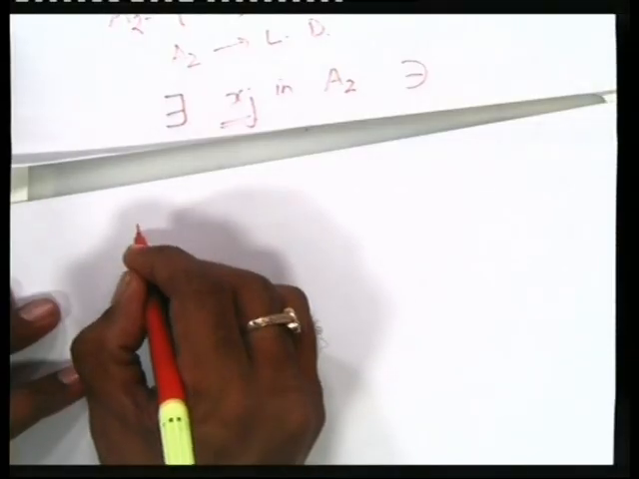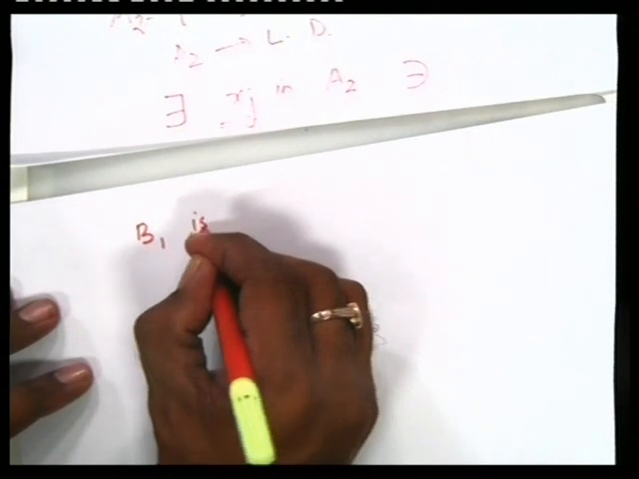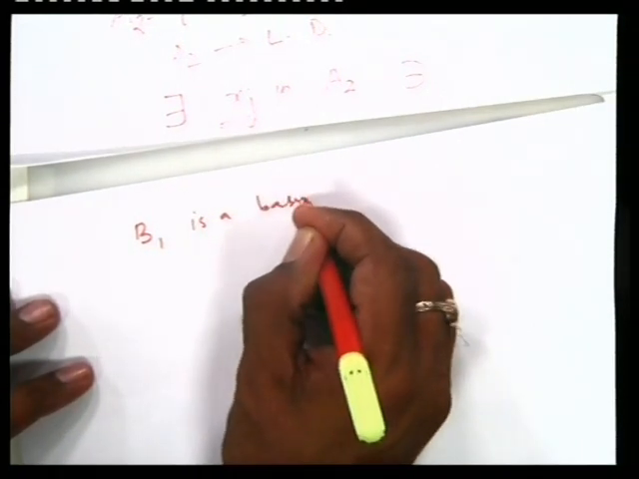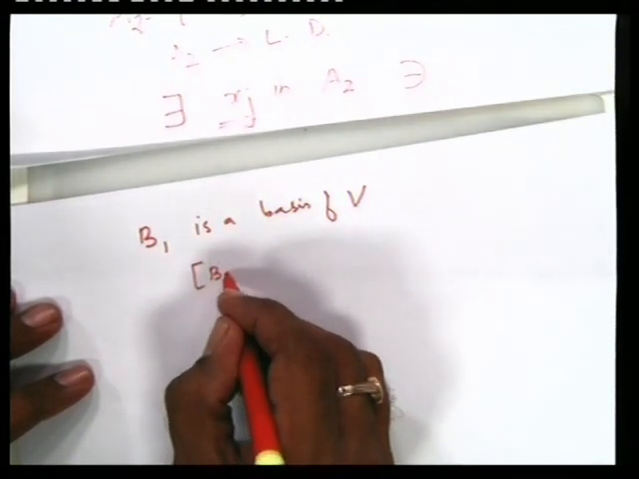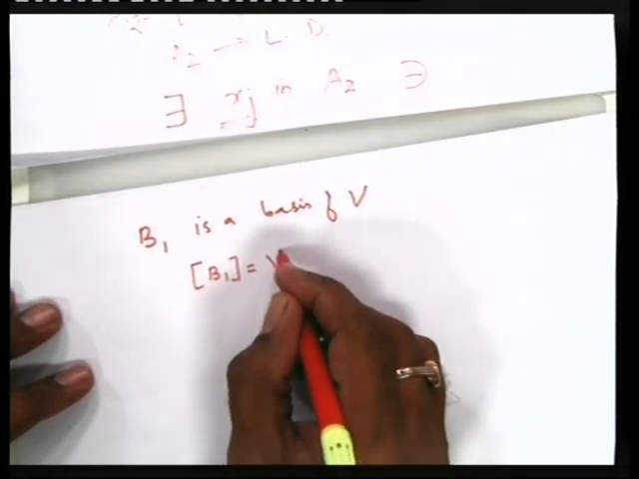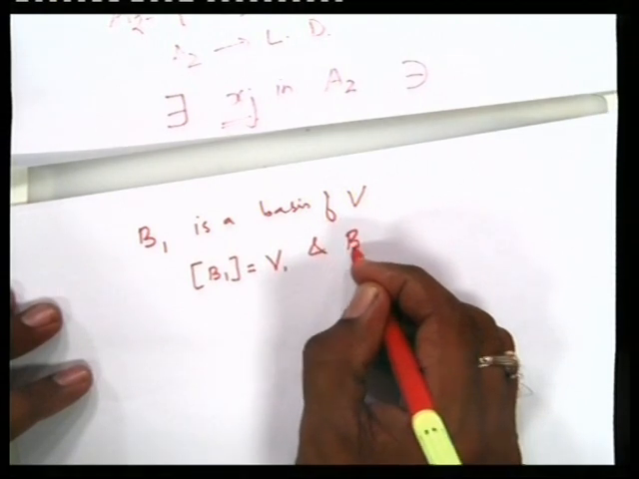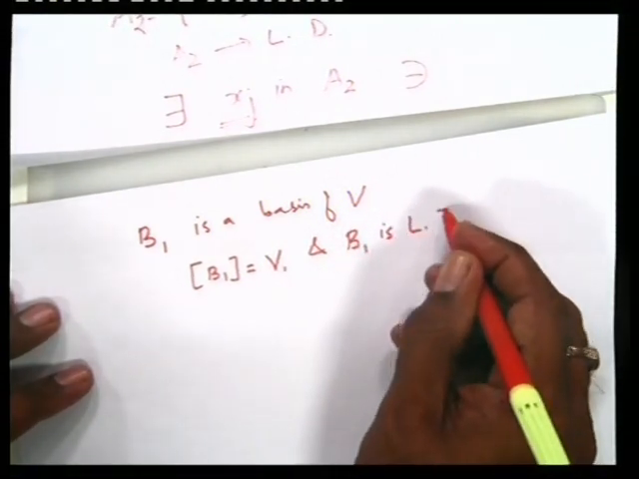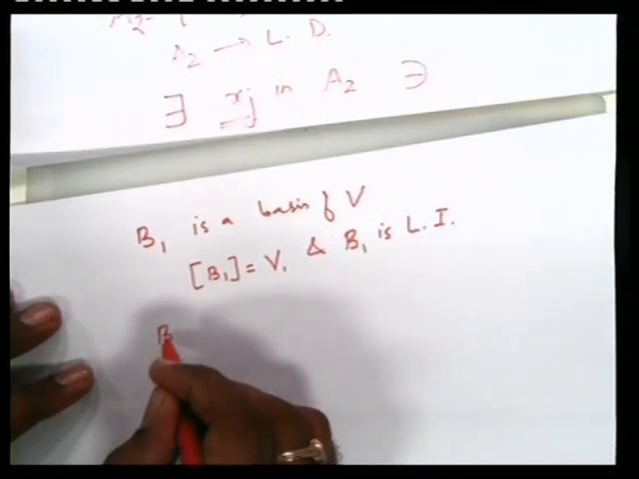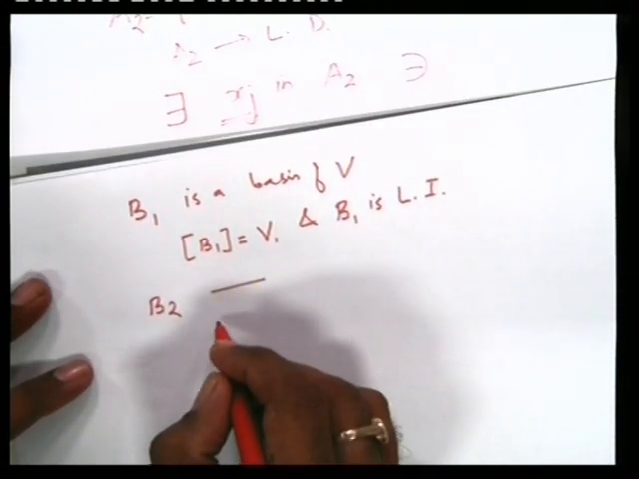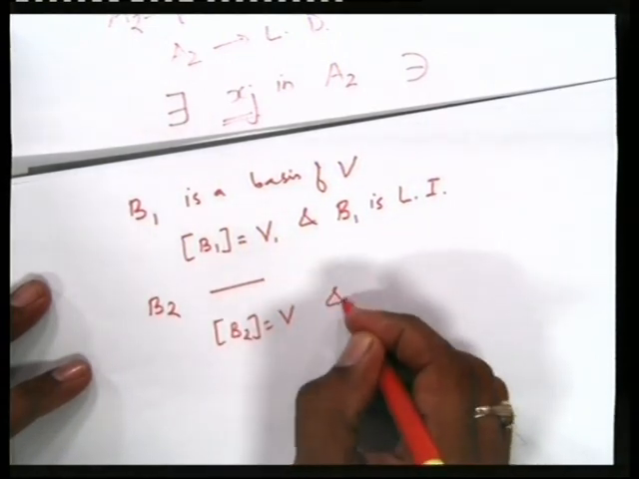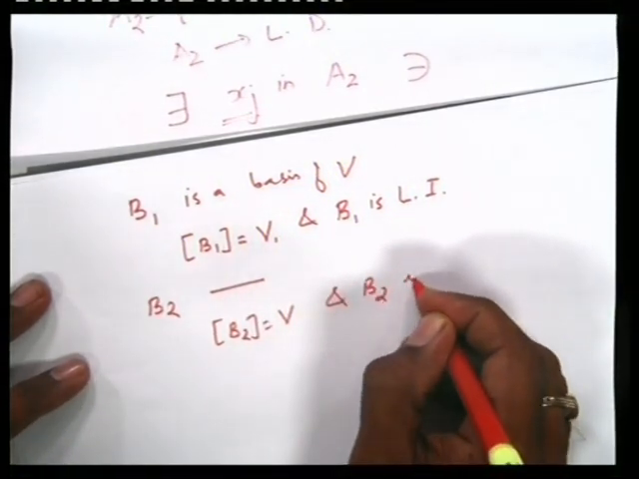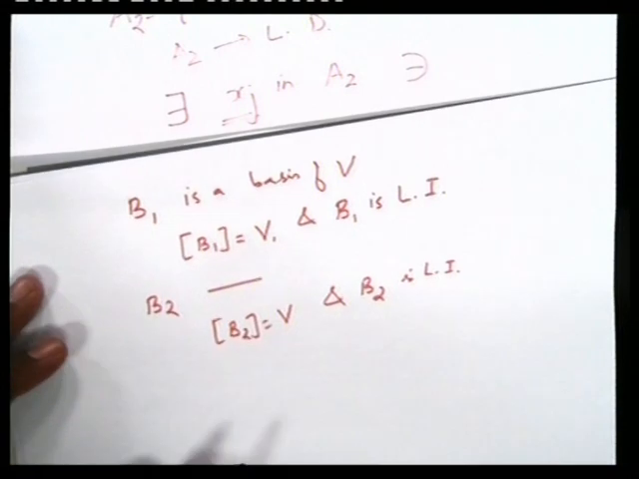Now let us think. B1 is a basis of V. That means the span of B1 is equal to V and B1 is linearly independent. In the same way, B2 is a basis. That means the span of B2 is equal to V and B2 is linearly independent.